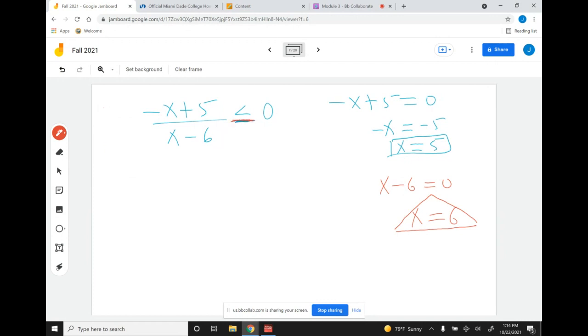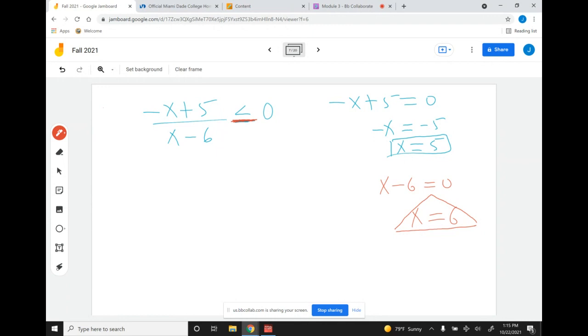The reason why the 5 will have a bracket is because of this. But the 6 will not get a bracket. Instead, it will have a parenthesis no matter what, because it's coming from the denominator. So now we have 2 critical numbers, but each of them is coming from different places. One is coming from the numerator, and the other one is coming from the denominator. The one from the denominator will never get a bracket. We'll always get a parenthesis because, and I apologize for sounding like a broken record, I cannot emphasize enough the importance of knowing that we cannot divide by 0.